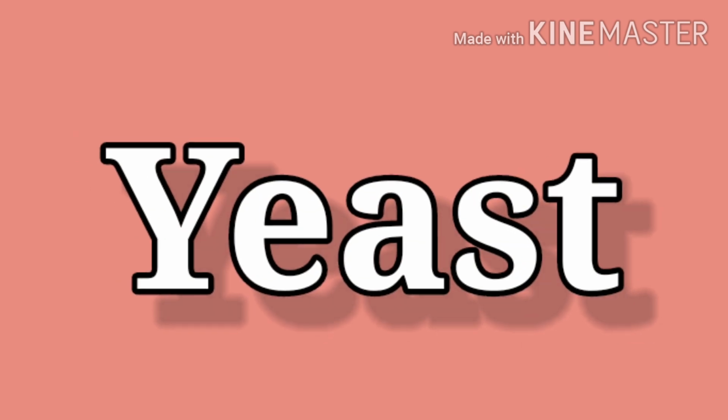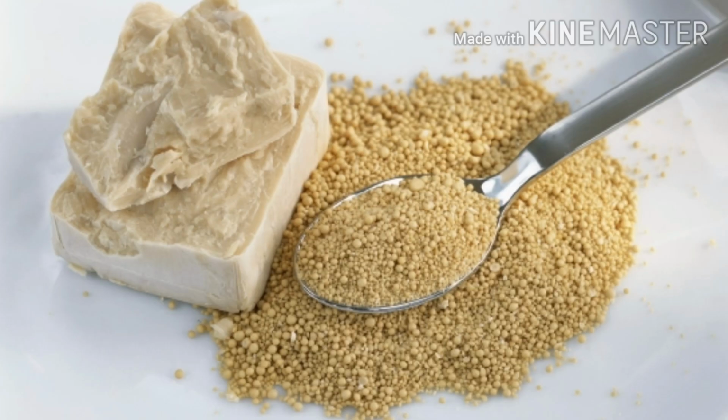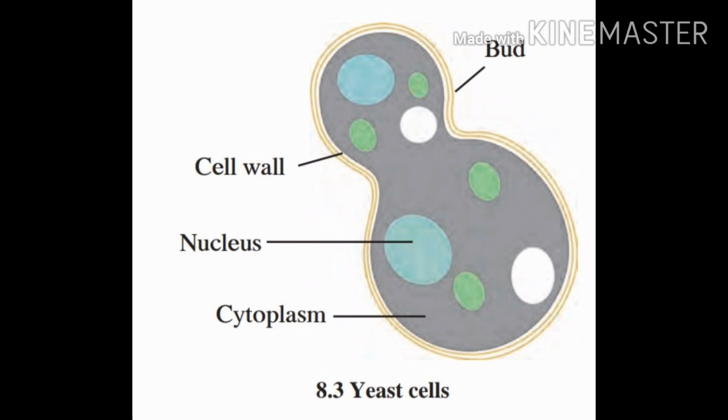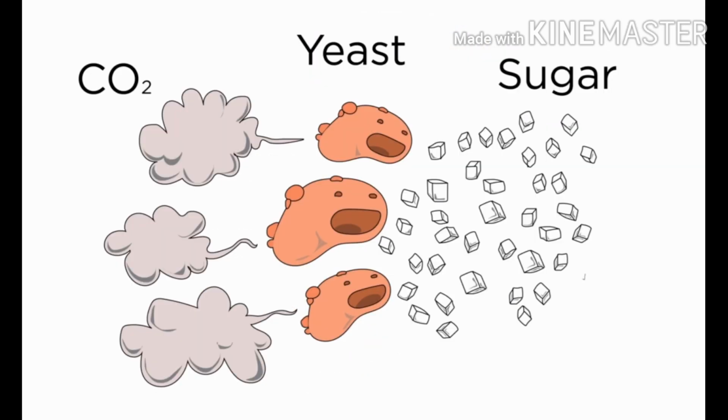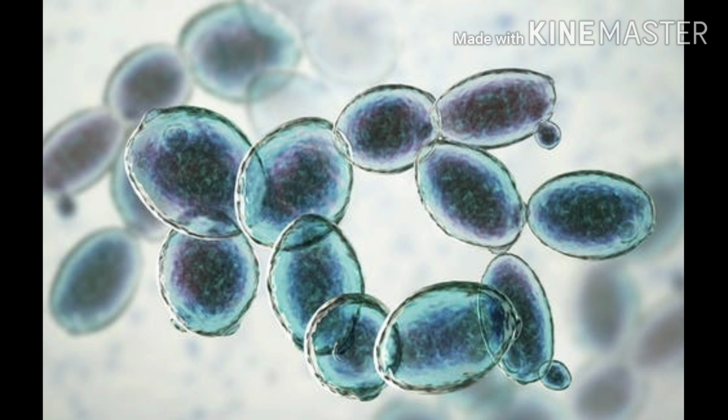Now we are going to learn the third microorganism, that is yeast. Yeast is a unicellular eukaryotic fungus. There are different varieties of yeast. It grows and multiplies very quickly by the method of asexual reproduction called budding. It is a heterotrophic fungus. Yeast carries out fermentation. It means it converts carbohydrate into alcohol and carbon dioxide.